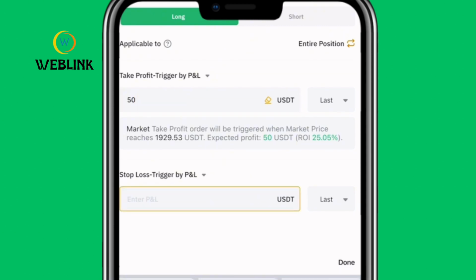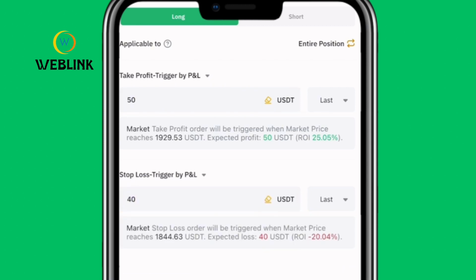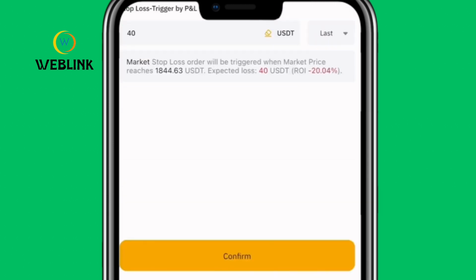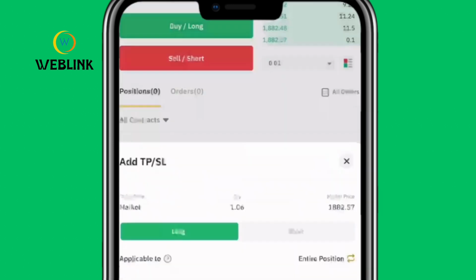Now, how much are you willing to lose? Let's, for example, I'm willing to lose 40 USDT. That means that my stop loss will be 1,844 USDT, and I will be losing 20% of my capital. So those are the three different ways you can set your take profit and your stop loss. So let's say, for example, I want to use this as my take profit and stop loss. So I'll just come right here to where I have confirm and tap on confirm.